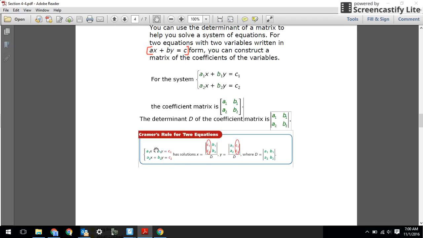Okay, I'm trying to find my y's. That means the b's go away. I replace those c's with the b's, find the determinant on top, divide it by big D. That gives you your x value and your y value. So that gives you your coordinate on where these two lines are going to cross.